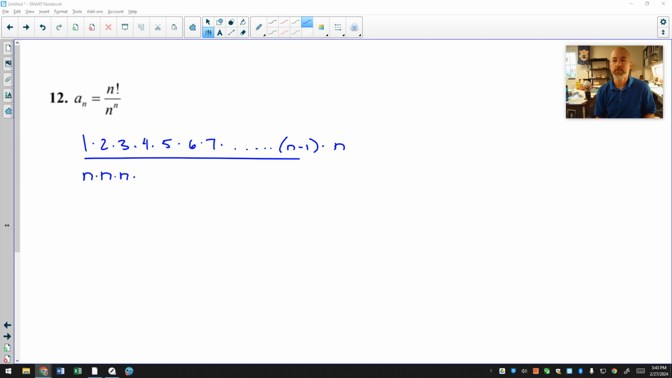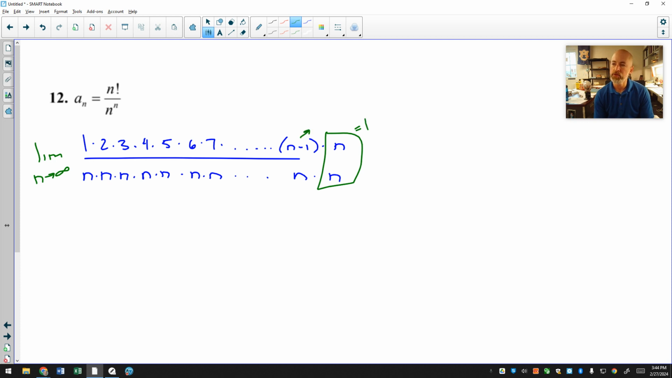Okay, I think I was expanding the denominator. So n to the n power means n times n times n times n times n times n. And we're going to have the same number of n's in the denominator as we have terms in the numerator. So that's going to go on, and we'll have an n here and an n here. And if you look at this, as this thing is going to infinity, I'm doing the limit as n goes to infinity. At the end, I have exactly equal to 1.